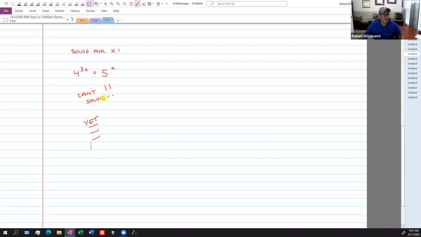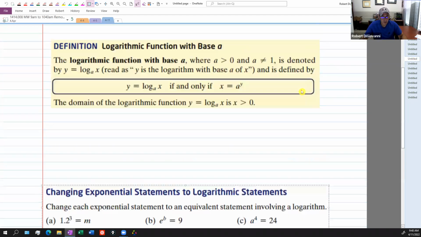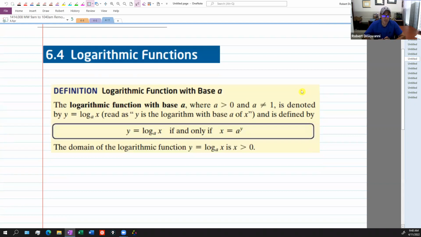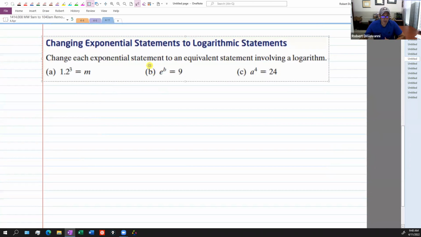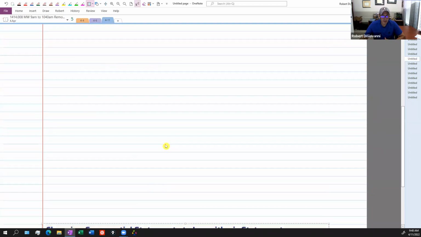So even though we've learned what we've learned today, we're still very limited in what we can do. We need to be able to write these things as the same base, and that's too limiting. We need something more powerful. So let's get into the new section. We're now going to talk about 6.4, logarithmic functions. And the motivation here is what we studied last class.